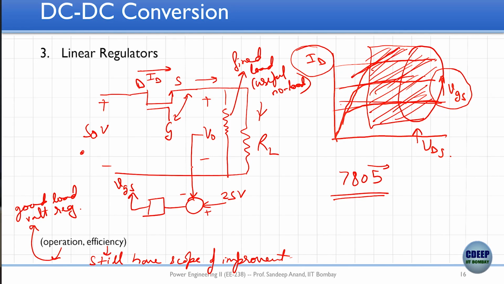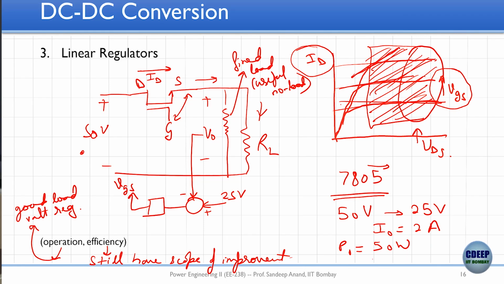We can keep a very large value of shunt resistance only for the light load case, but still there is a voltage drop, right? So if I am converting 50 volt to, hypothetically, 25 volt, and let's say your output current is 2 ampere, then the output power in this case is 25 into 2, which is 50 watt, right?